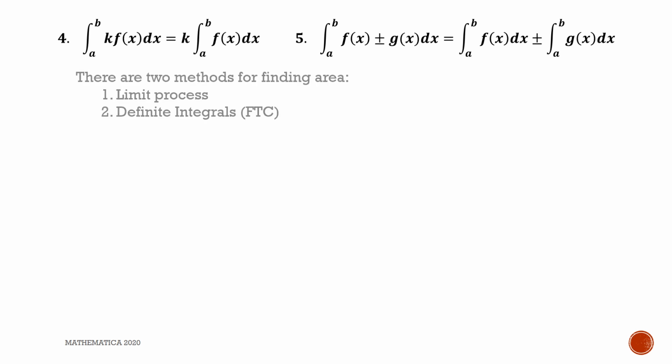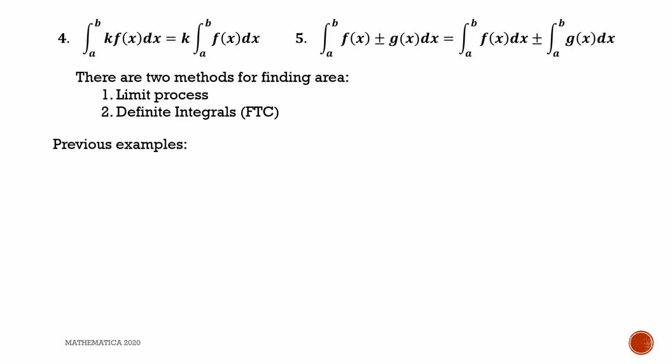And let's quickly sum up what we're trying to do. So there are 2 methods for finding area. There's the limit process, which we've done in previous videos, that long process of choosing the right end or the left end, determining the number of rectangles and trying to approximate the area underneath the curve, or actually finding the area underneath the curve using the limit process. But we're trying to move away from that, and what we're going to replace this method with is definite integrals. And how do we evaluate definite integrals? Using the Fundamental Theorem of Calculus.